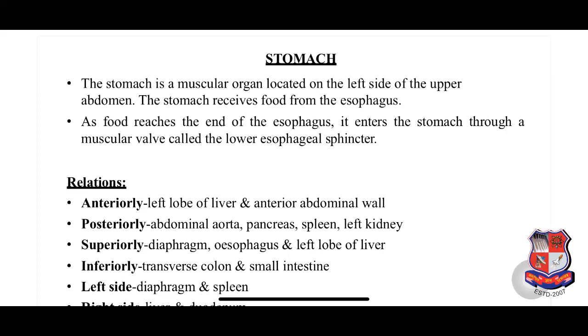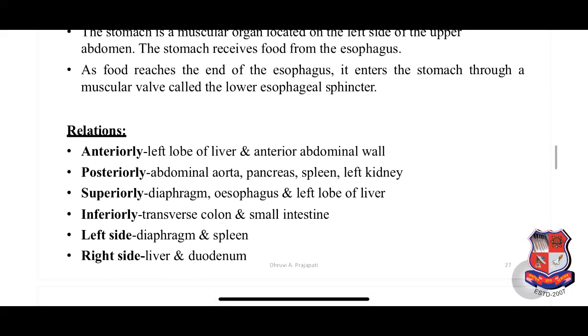The stomach is a muscular organ located on the left side of the upper abdomen. The stomach receives food from the esophagus. As food reaches the end of the esophagus, it enters the stomach through a muscular valve called the lower esophageal sphincter. Here you can see the relation of the stomach.